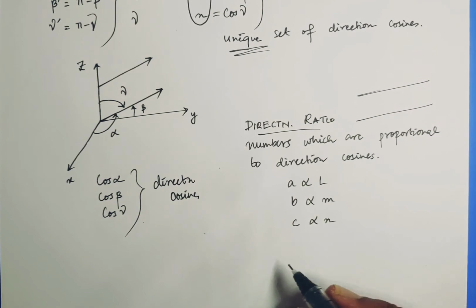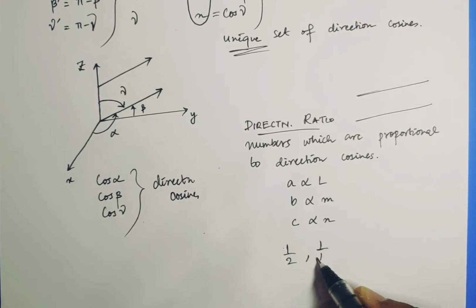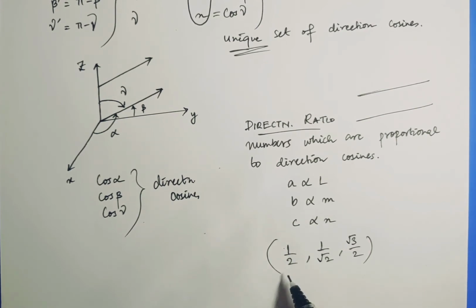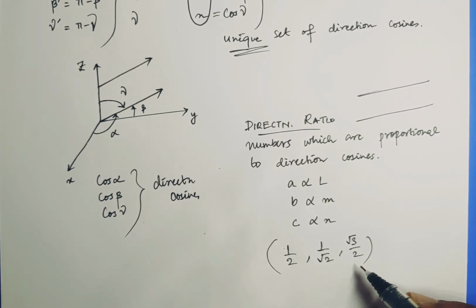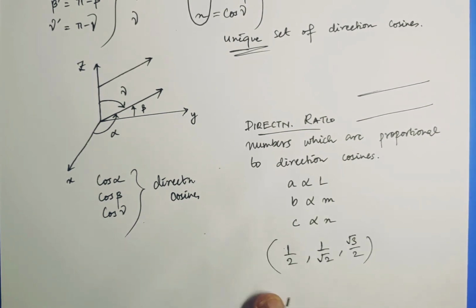Now suppose the values of l, m, n are, let us say, half, 1 by root 2 and root 3 by 2. Obviously we can have values like this. When is cos alpha half? We already know it's 60 degrees. When cos alpha is 1 by root 2, it's 45 degrees. And when cos alpha is root 3 by 2, it's 30 degrees, right? So this is possible for cos alpha, cos beta, cos gamma. Suppose direction cosines are these three values. So what will be the direction ratios?